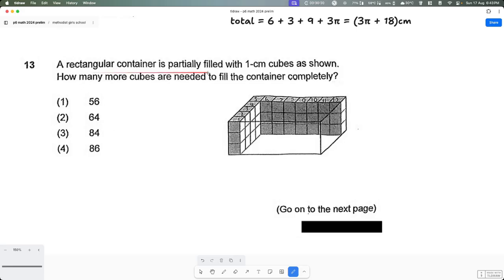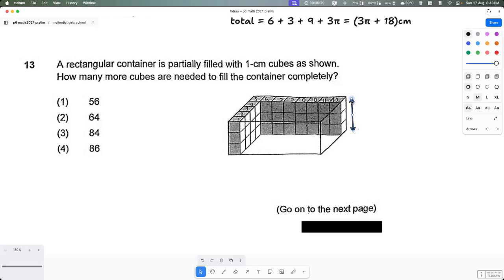A rectangular container is partially filled with 1 centimeter cubes as shown below. How many more cubes are needed to fill the container? So we have the height. This is 3 centimeter cubes long, so it's 3. So what's the width? It's 1, 2, 3, 4 and 5. So the width over here is 5. And then what is the breadth? It's 1, 2, 3, 4, 5, 6, 7, 8. So this is 8.